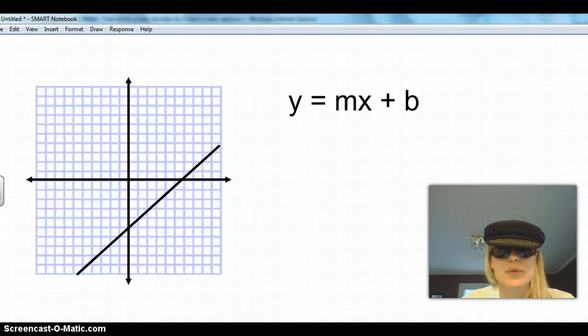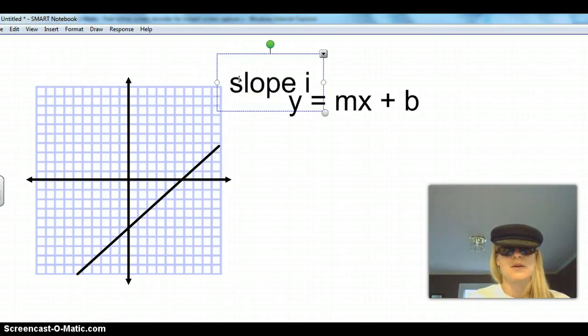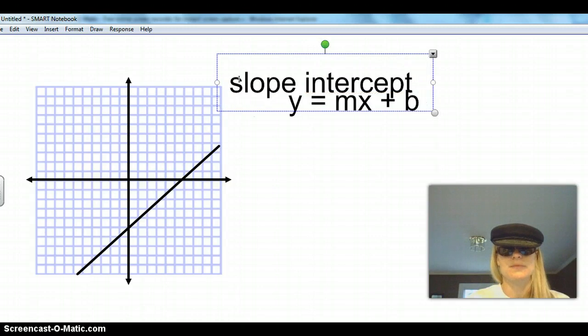Okay, so tomorrow we're going to be working on identifying slopes, identifying y-intercepts, and word problem forms. So first we want to go over slope-intercept form here and what exactly this means. You should be very familiar with this from last year, but we're just going to do a quick review.